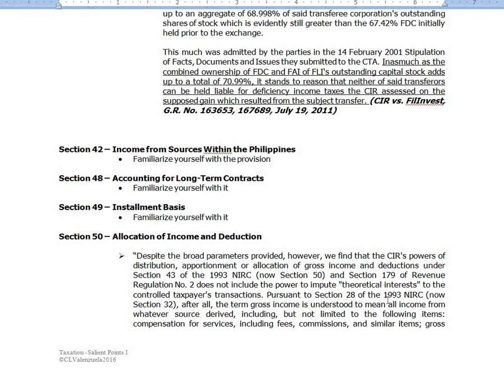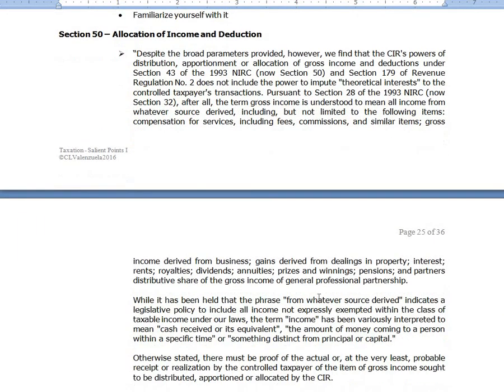Pursuant to Section 28, now Section 32, after all, the term gross income is understood to mean all income from whatever source derived, including but not limited to the following items: compensation for services, including fees, commissions, and similar items; gross income derived from business; gains derived from dealings in property; interest, rents, royalties, dividends, annuities, prizes, winnings, pensions; partner's distributive share of the gross income of general professional partnership.